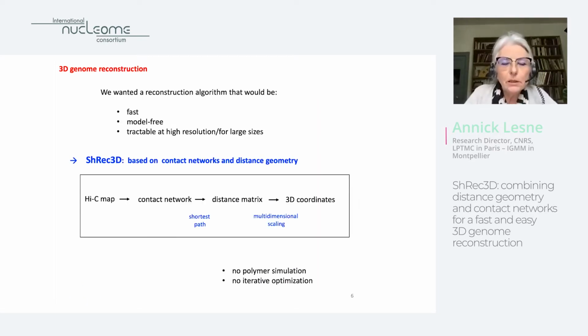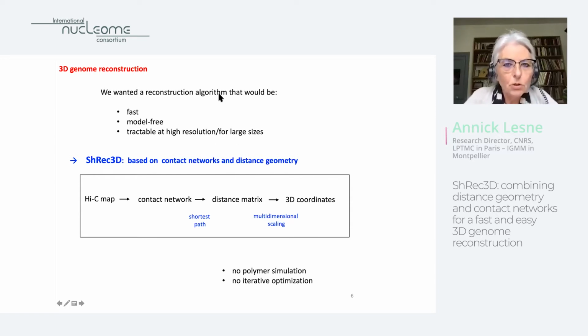What we wanted in the work I'm presenting today is a reconstruction algorithm of the 3D structure of the genome from the data contained in such a Hi-C map. We wanted an algorithm that would be fast and model-free, without any hypothesis about what is a contact or what is a biological interaction.